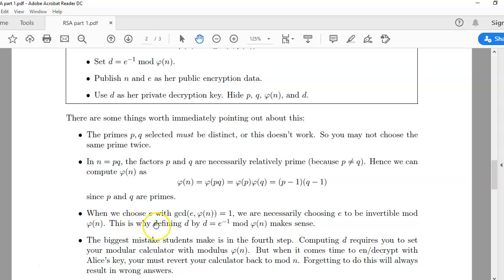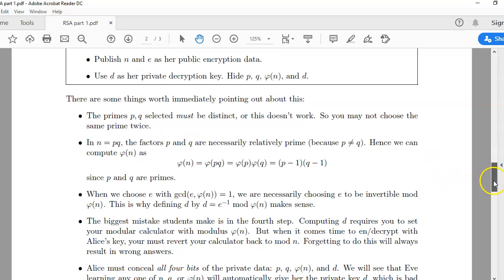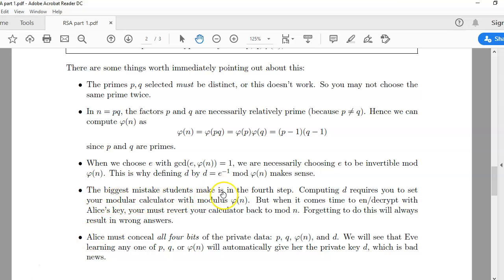When Alice chose her E to have a GCD of 1 with phi of n, notice that she is necessarily choosing E to be invertible mod phi of n. We've known this forever now, that when the GCD is 1, the E must be invertible mod phi of n. And that means that D makes sense, because D is going to be the inverse of E mod phi of n. So E better be invertible for this part to make sense. So this part makes sense because Alice did the right thing in step 3. Right? She chose the GCD of E and phi of n to be 1, so D as the inverse of E actually exists. That's important.